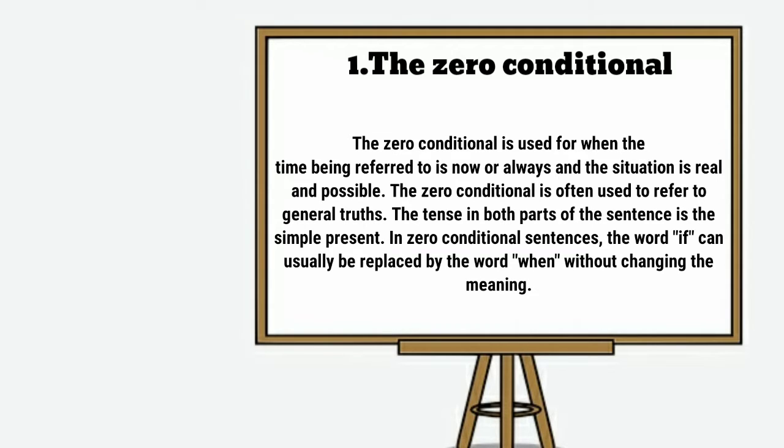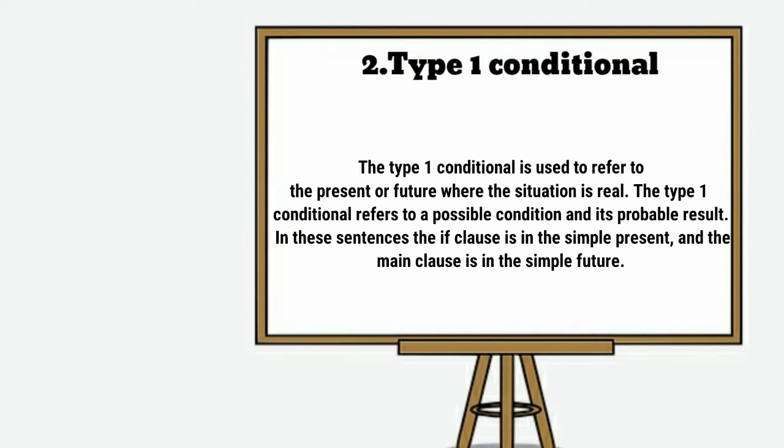Number 1. The zero conditional. The zero conditional is used for when the time being referred to is now or always and the situation is real and possible. Number 2. Type 1 conditional. The type 1 conditional is used to refer to the present or future where the situation is real.